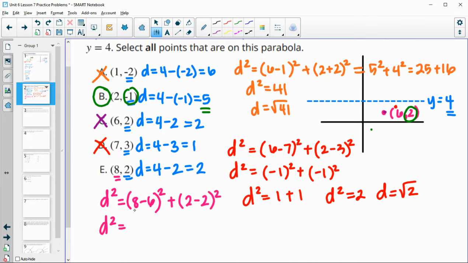So 8 minus 6 is 2 squared. 2 minus 2 is 0. 2 squared is 4, plus 0 is just 4. Square root this, and you get your distance is 2. That is the same as the distance to the directrix. So the distance to the point and the distance to the directrix are the same. So E is on your parabola.